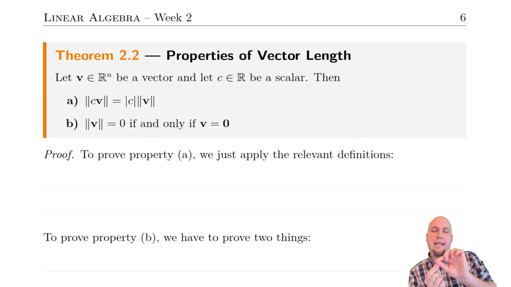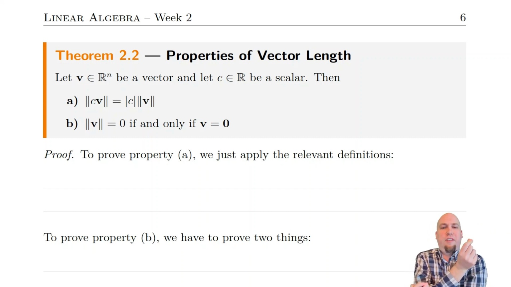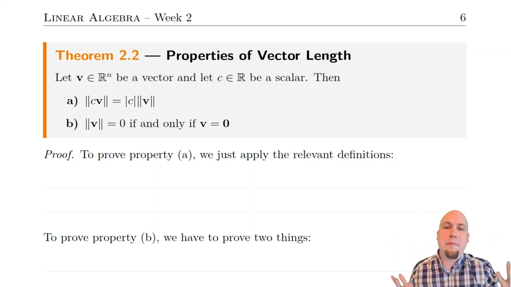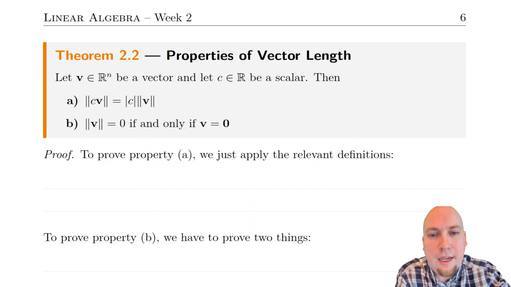Remember, scalar multiplication takes your vector and scales it by c. It just makes it c times as long, except if c is negative, then it also reflects it. That's why we need the absolute value here, because lengths are always going to be positive. If I multiply by -3, I don't want to have a negative length all of a sudden. So absolute value just throws away the minus sign.